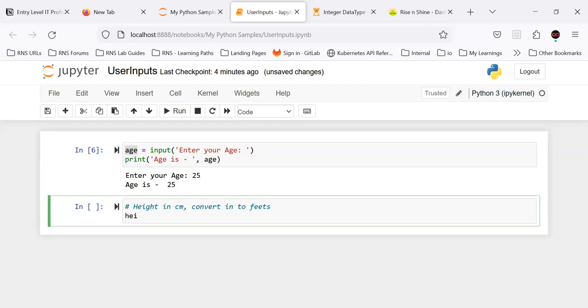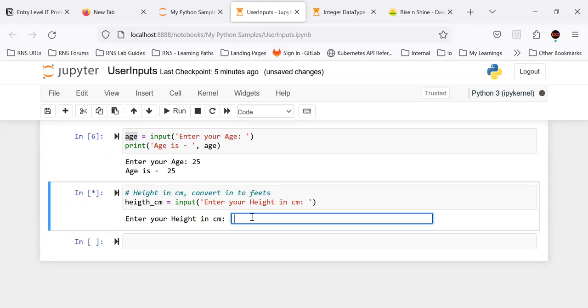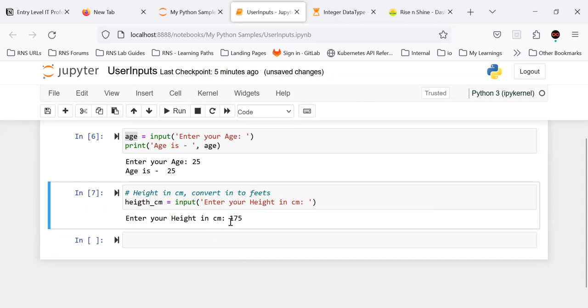Okay, I'm going to take one variable, the height in centimeters, which we are going to take from the user. So we are going to take that input from the user. Enter your height in centimeters. Okay, this is the first input we are going to take. Oh, by mistake, I executed. But now if I enter my height, something like 175, we don't have any output. It has just taken that and returned back.